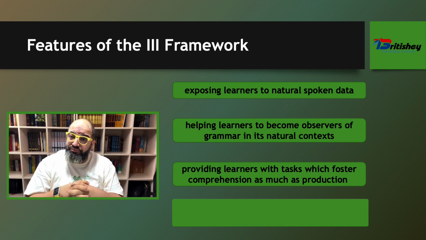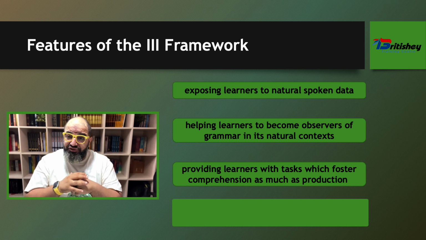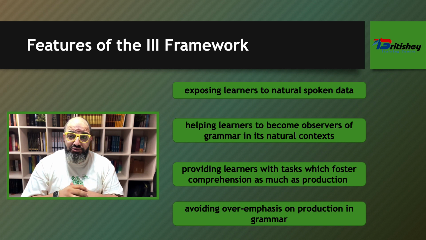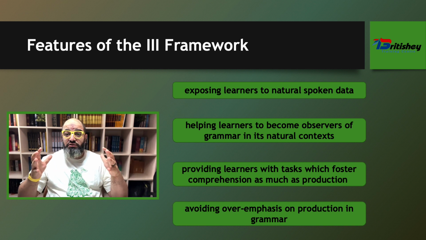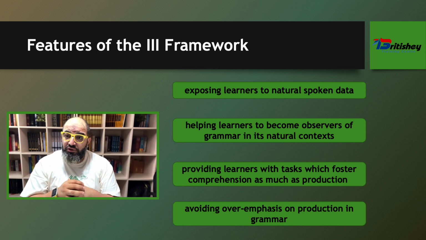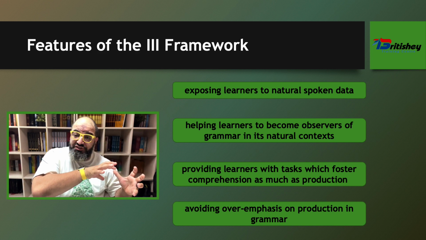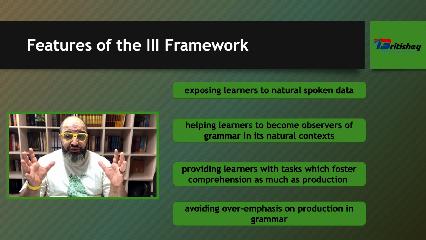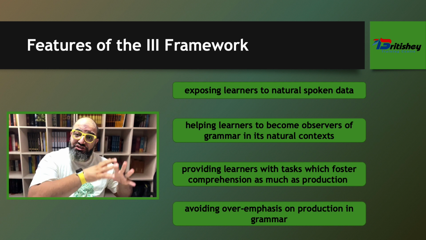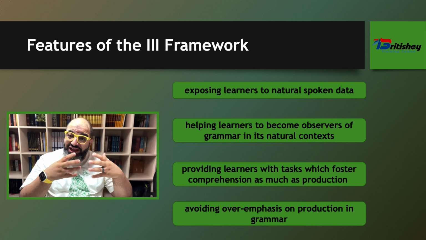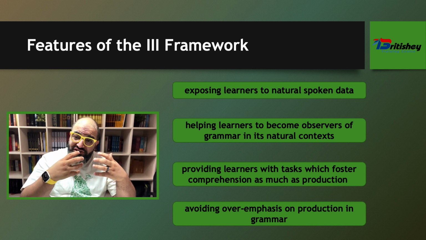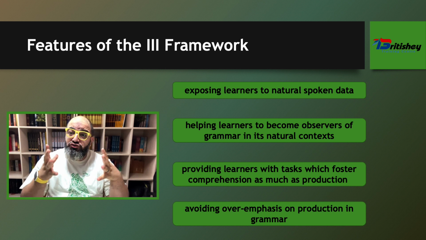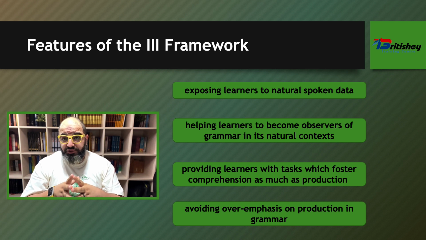Now, feature number four, avoiding overemphasis on production in grammar. Like, yes, production is important, but it is not the most important thing. We don't need to overemphasize production. It needs to be there, but it's not everything. It doesn't need to overshadow the discussion of language and the discussion of structures. So these are the main four features of the triple I framework for teaching language.